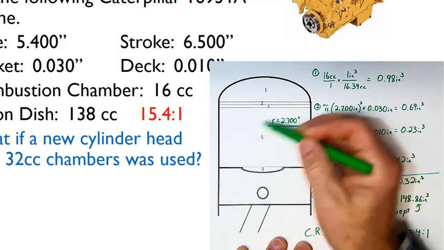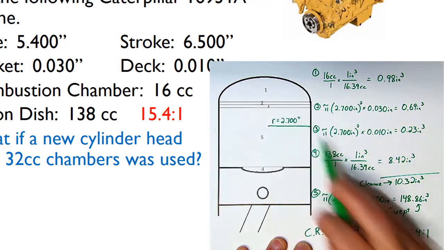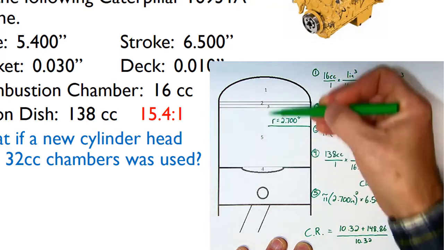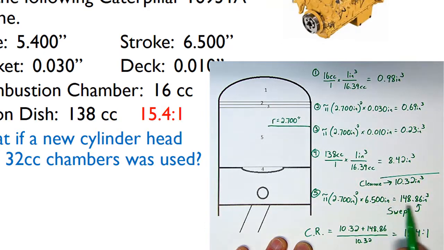Then we find our big swept volume, which was pi times our radius squared times the stroke of 6.5 inches. That gave us 148.86. And if we add our clearance plus our swept divided by our clearance, that's how we got 15.4 to 1. If you want more details on that, you can go back and watch part 2 of the lesson on compression ratio, and that goes through that exact same example a little more slowly.